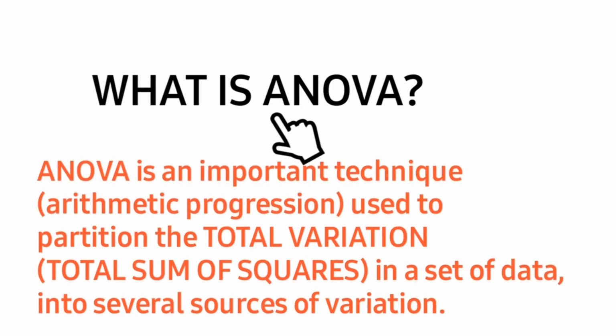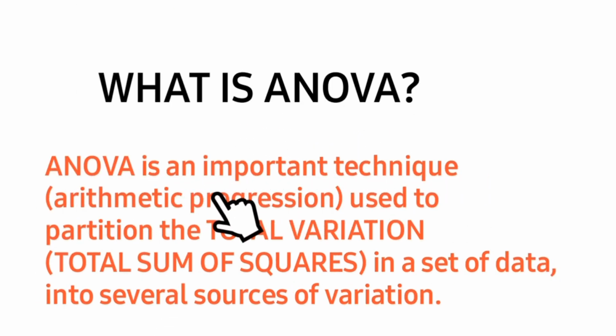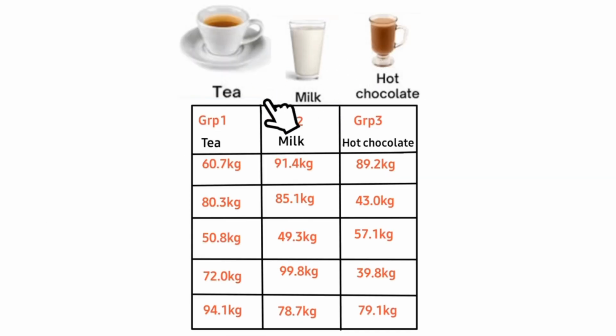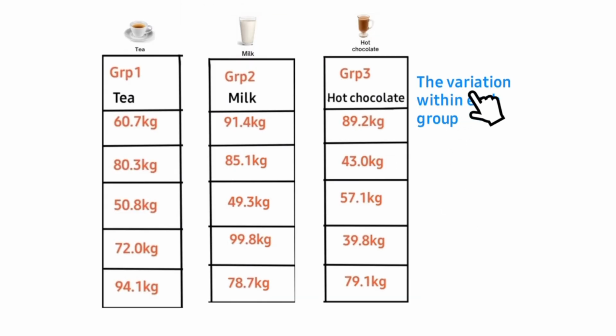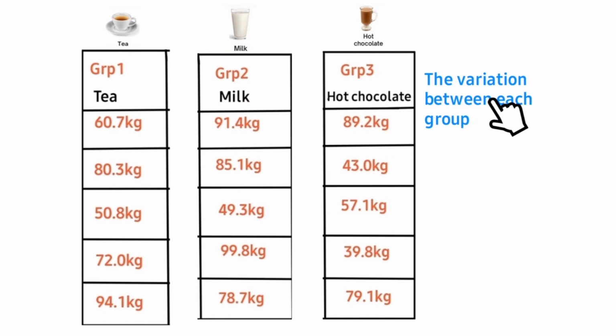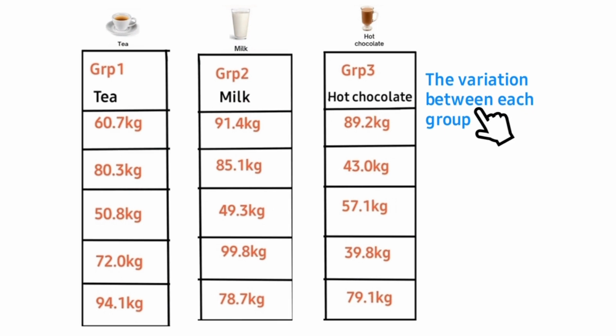The question now is, what is ANOVA? ANOVA is an important technique used to partition the total variation in a set of data into several sources of variation. So the total variation in these three groups consists of two parts. The first variation is the variation within each group. This variation happens because individuals within each group recorded different body weights. The second variation is the variation between the groups. This variation happens because the drinks for each group aren't the same.